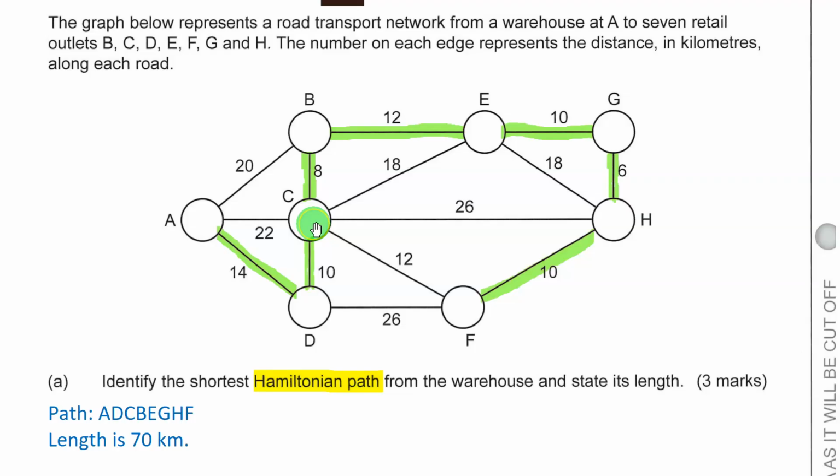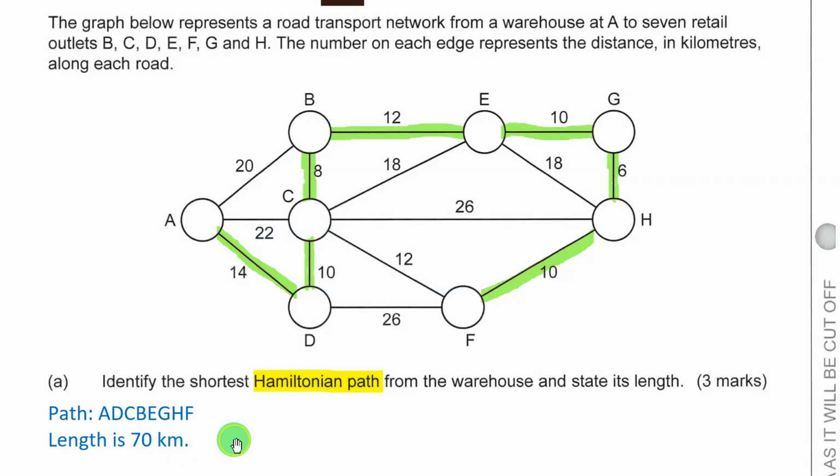The next shortest edge is 8 up to B, and then we've got a 12 to E or back here, but we're trying to keep it as a path so we can't come back. So we keep going to E, then the shortest is to G, then the shortest is to H, and then the shortest is 10 to F. By using the minimum spanning tree, we find we're finished. So on that one, that's it. The path is A, D, C, B, E, G, H, F, and the length is 70 kilometers.